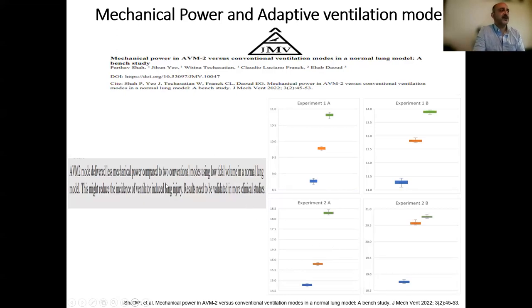And what we found is, blue is the AVM, the orange here is volume controlled mode, and the green is pressure regulated volume control, which is basically pressure control mode. So we tried to keep the same percent minute ventilation in all three modes with the same amount of PEEP. And you can tell immediately that AVM produced less mechanical power in all the experiments, followed by the volume controlled, followed by the pressure controlled mode.